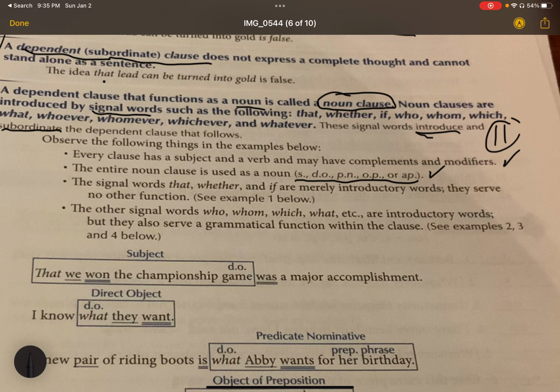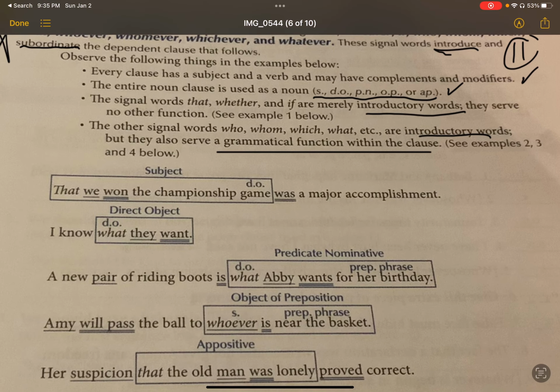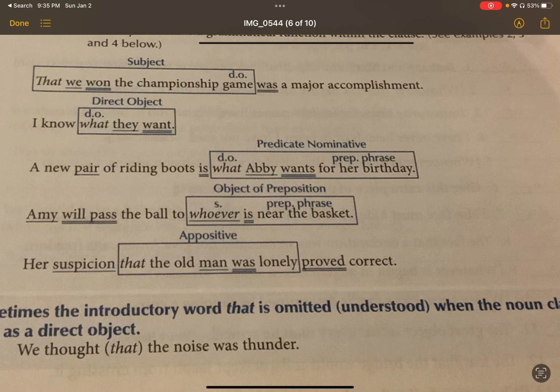The signal words that, whether, and if merely introduce clauses, and they don't serve another function, but all the other signal words are introductory words that also serve a grammatical function within the clause. So the signal word itself might be the subject of the clause, and we'll see some examples of that here. So let's work through these sentences.